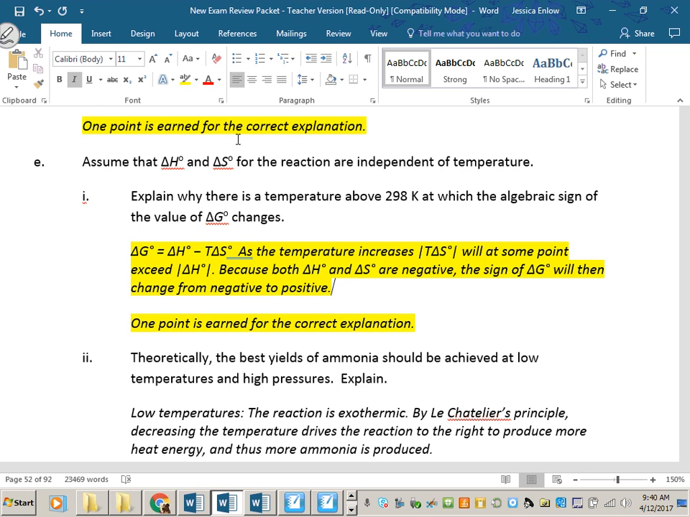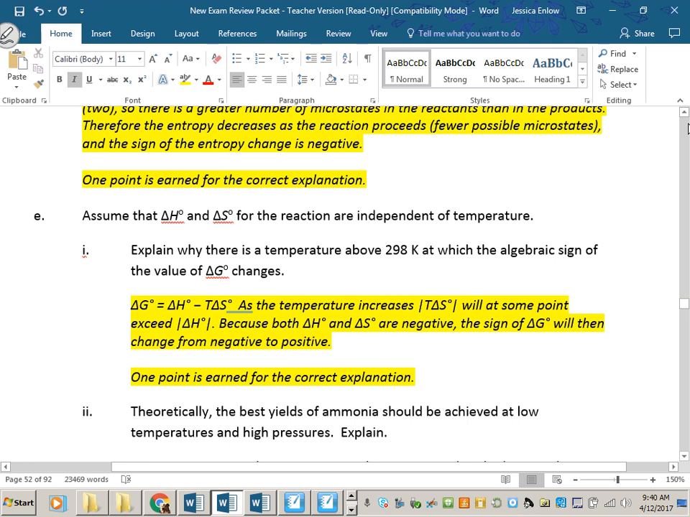TΔS is greater than ΔH. So if this value is bigger than ΔH, it becomes negative. Okay, so that's one way to explain it. The other way: because this temperature is greater, this term becomes larger in magnitude, which would supersede that and make it negative overall. You guys can tell me this last part before I show you.